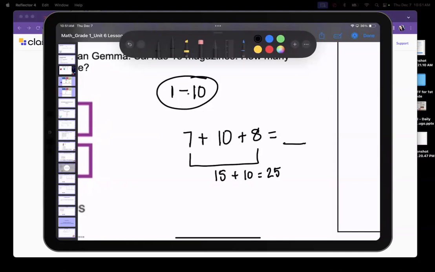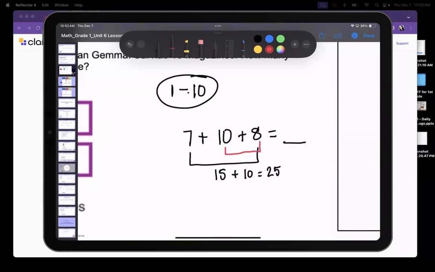Go for it, Mayrin. I think you could also go 10 plus 8 equals 18, then 19, 20, 21, 22, 23, 24, 25. Okay, so you could definitely do it that way. You could do 18 plus 7 is 25. Yep, you could do it that way.